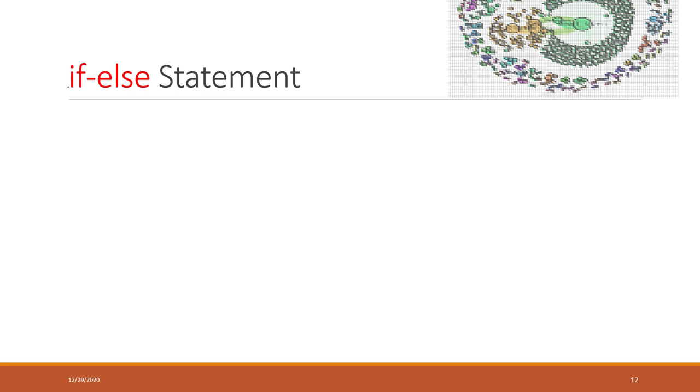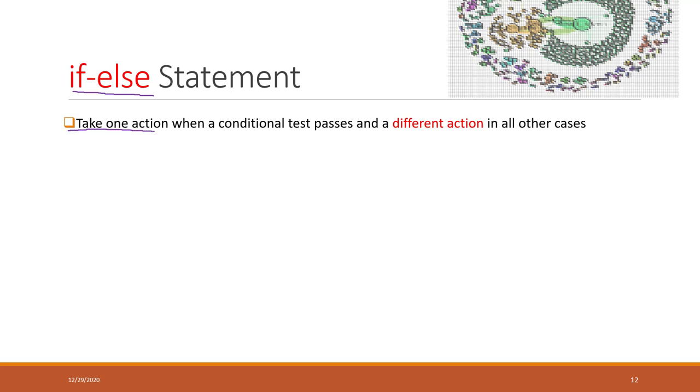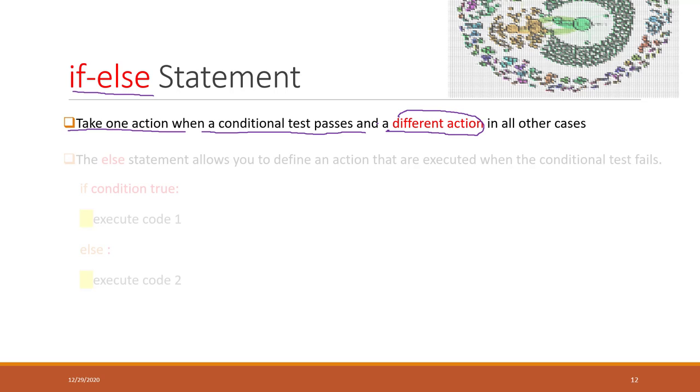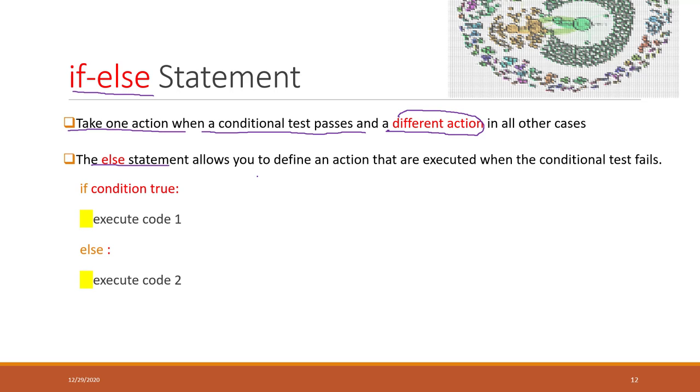Okay, so now let's talk about the if-else statement. This is a little bit complicated, but it gives us more control. This means that we will take one action when the conditional test passes, and we can take a different action in all the other cases. The else statement allows us to define another action to take if the condition is not true.